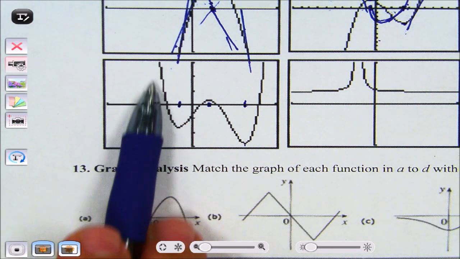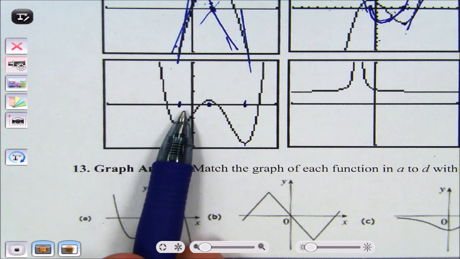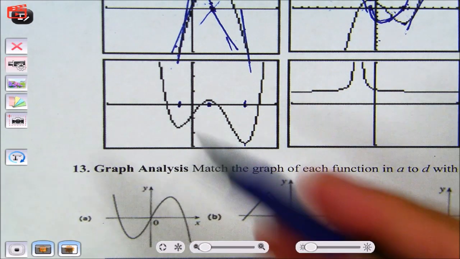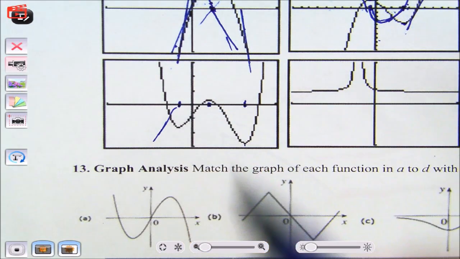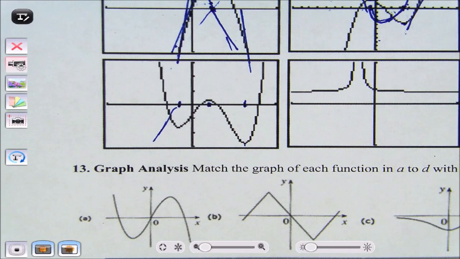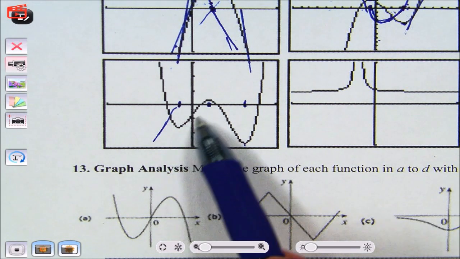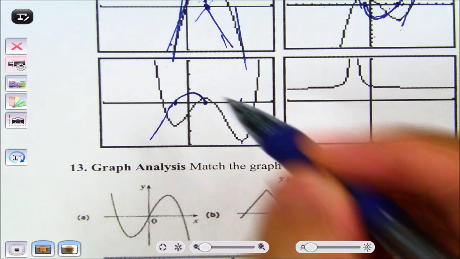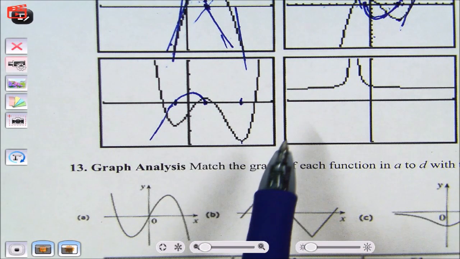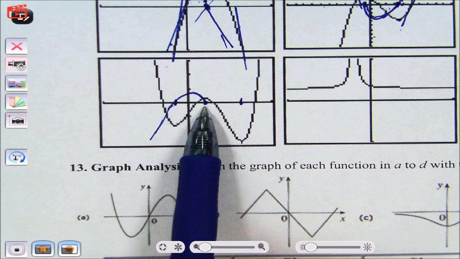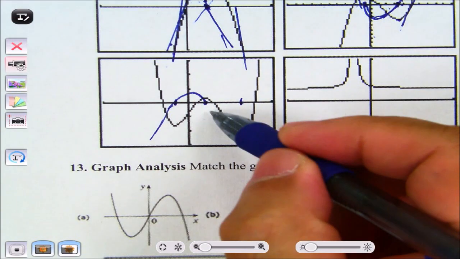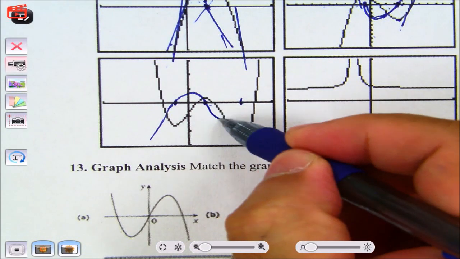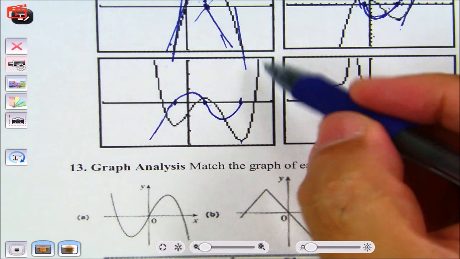What's happening to the left side of my first little hatch mark? Negative. It's negative, so that means it's below the x-axis. And what's happening between these two? Positive, so it's above the x-axis, but remember it has to come back to that. And then what's happening between here and here? Negative. And then once I get to this point, it's positive again.